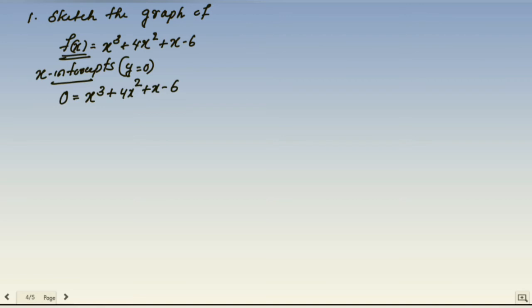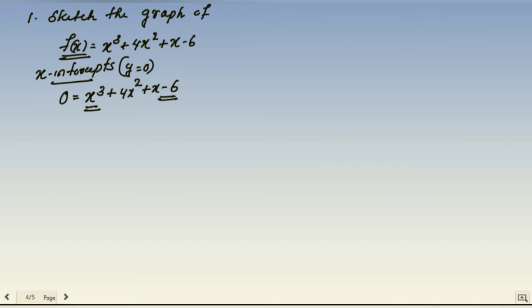How many x values will be there? Because it is an equation with power 3, you have to get 3 x values. Out of the 3 solutions, the first one you have to get using the factor theorem. Factor theorem means go to the constant. What is the constant here? Minus 6. Take the factors of minus 6 and substitute one by one. Check which one will give 0.